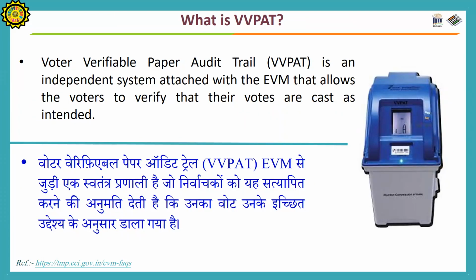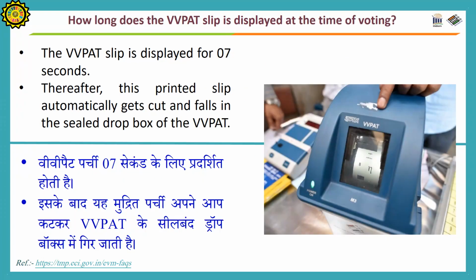What is VVPAT? Voter Verifiable Paper Audit Trail, that is VVPAT, is an independent system attached with the EVM that allows the voters to verify that their votes are cast as intended. How long is the VVPAT slip displayed at the time of voting? The VVPAT slip is displayed for 7 seconds. Thereafter, this printed slip automatically gets cut and falls in the sealed drop box of the VVPAT.